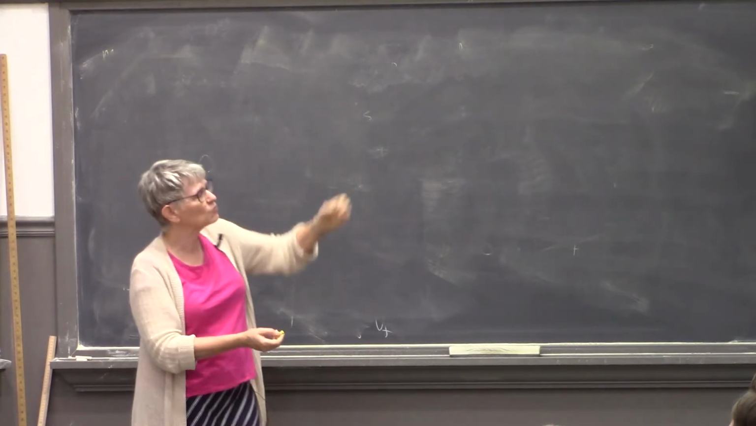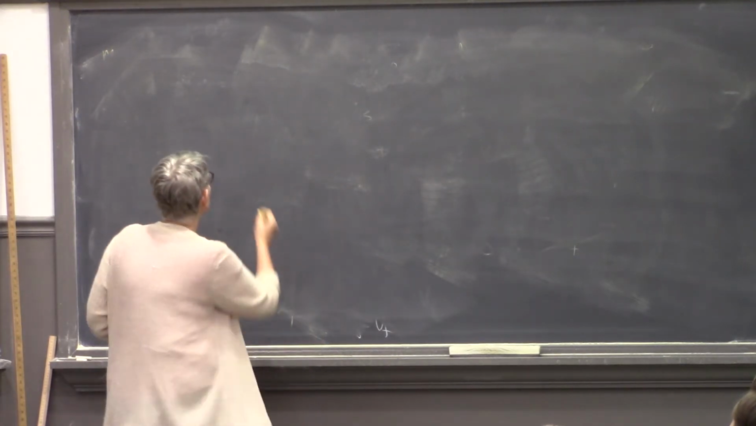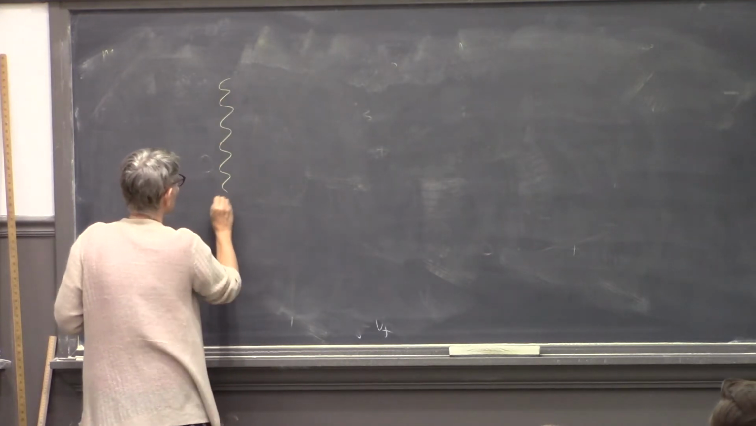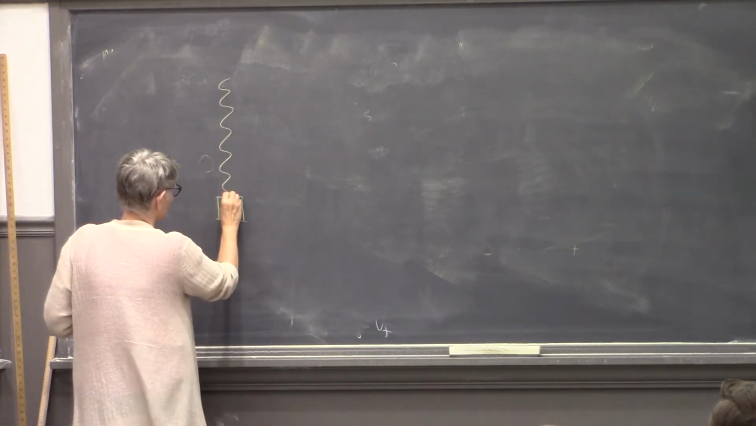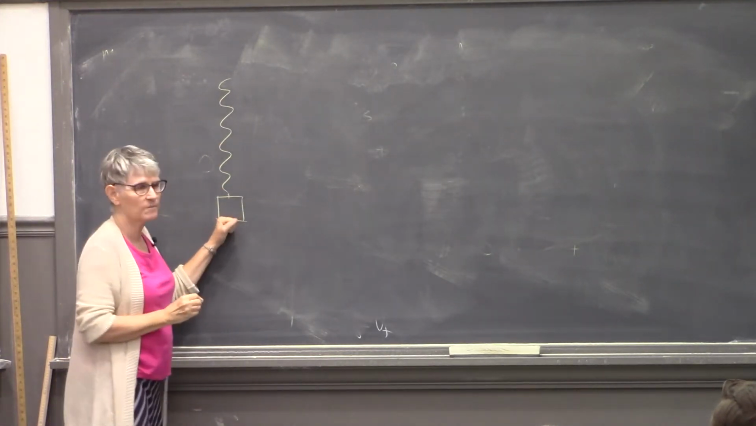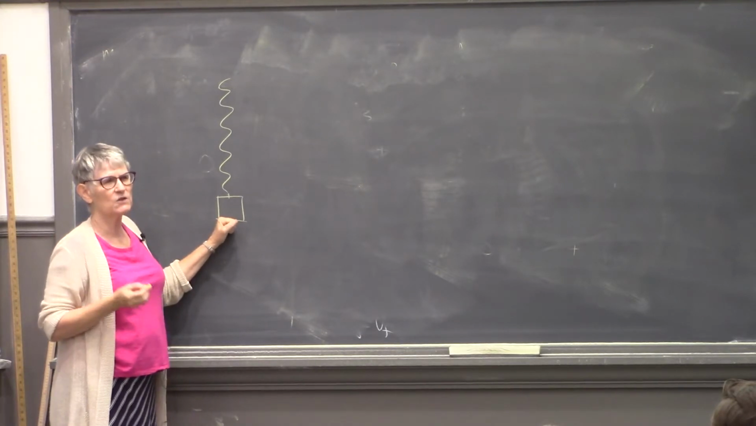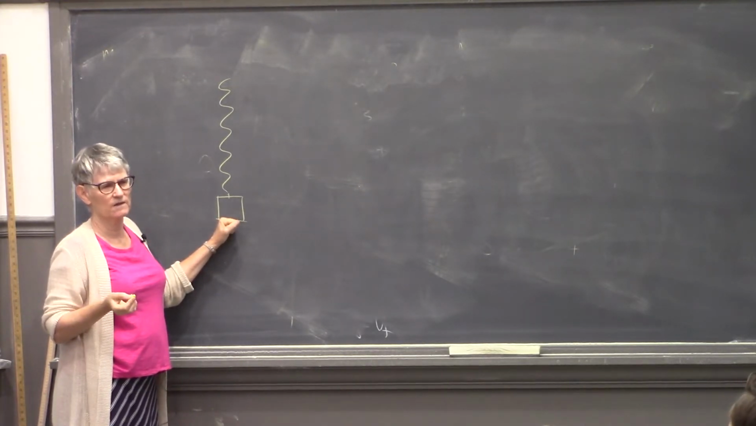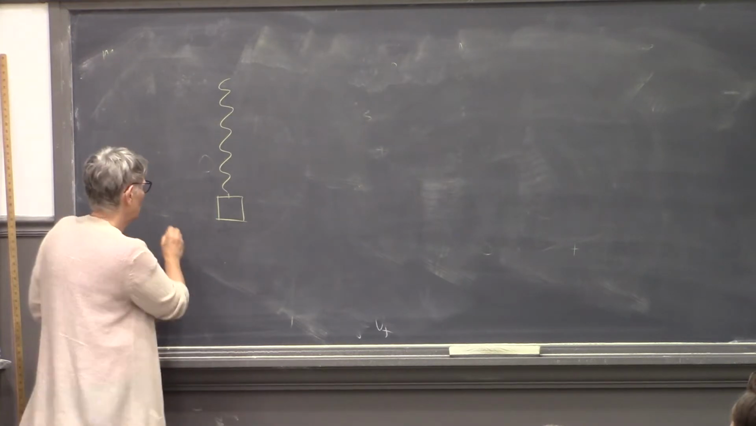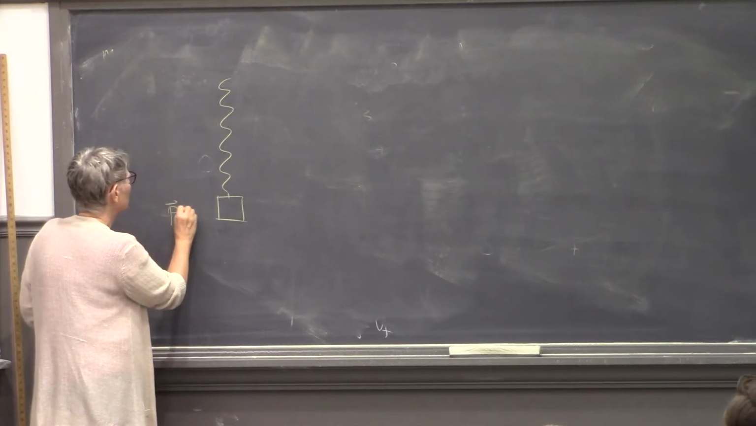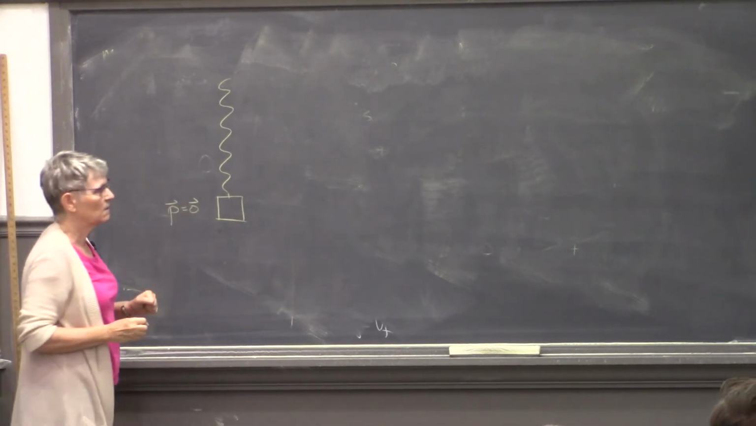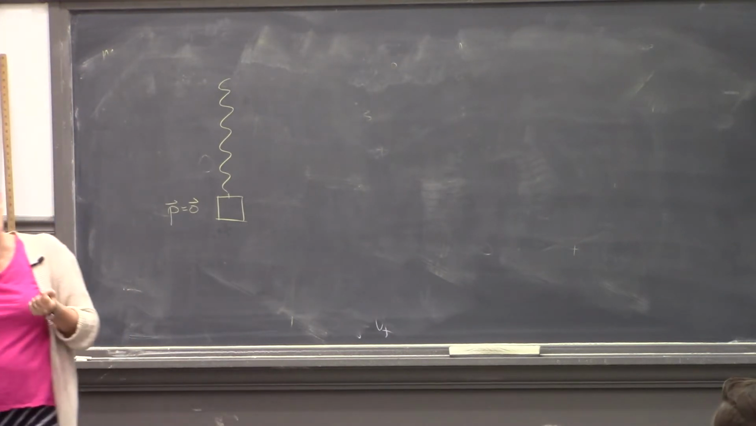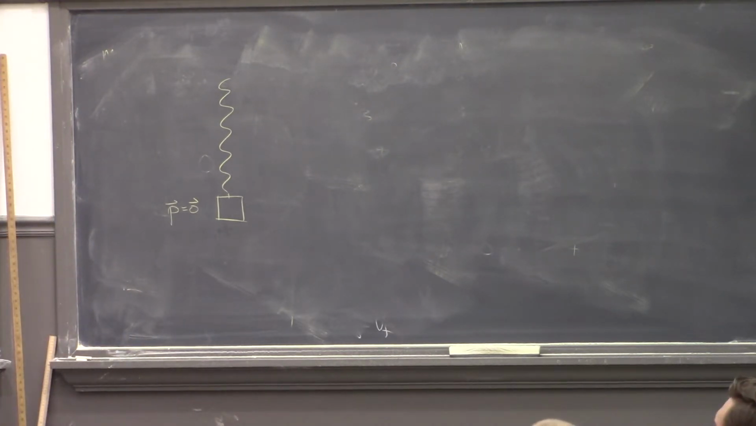So what is the direction of dp dt when the mass on the spring is at the bottom? It's actually momentarily at rest, isn't it? So how do we think about the direction of dp dt at this instant?